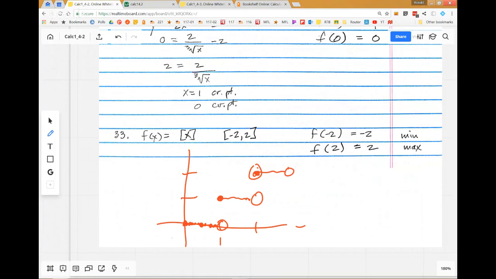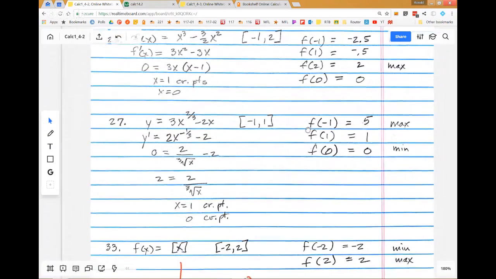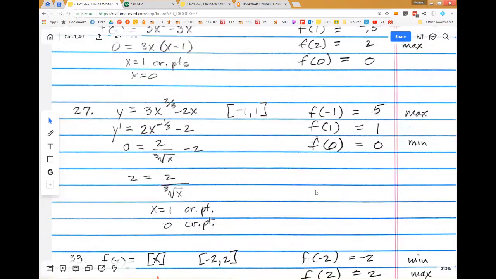Any other questions on lesson 4.1? Could we go over number 27? Certainly. Yeah, so here's 27.